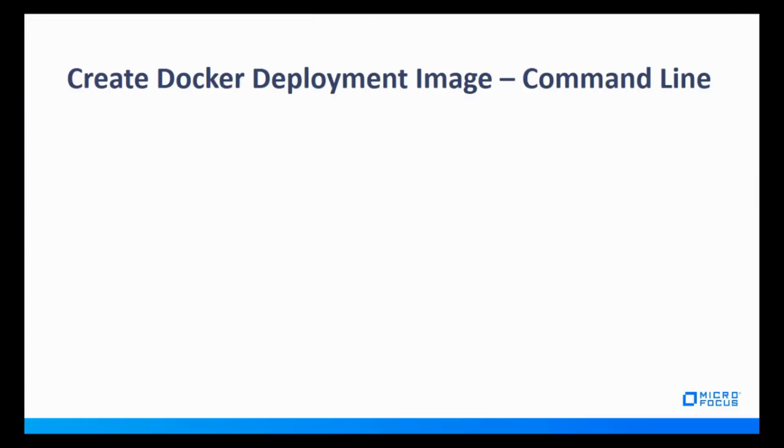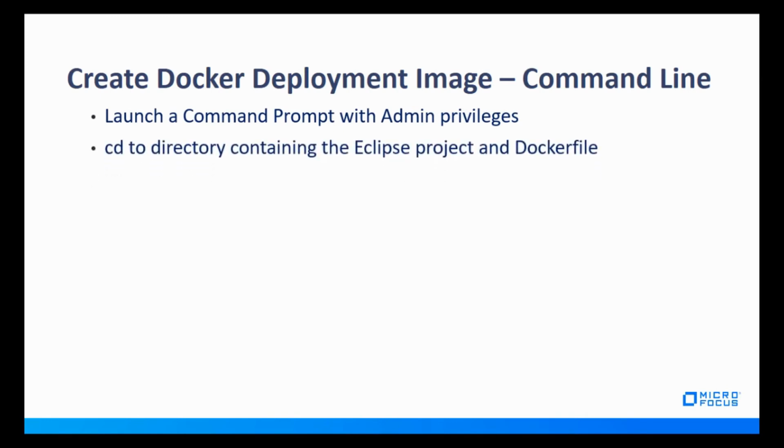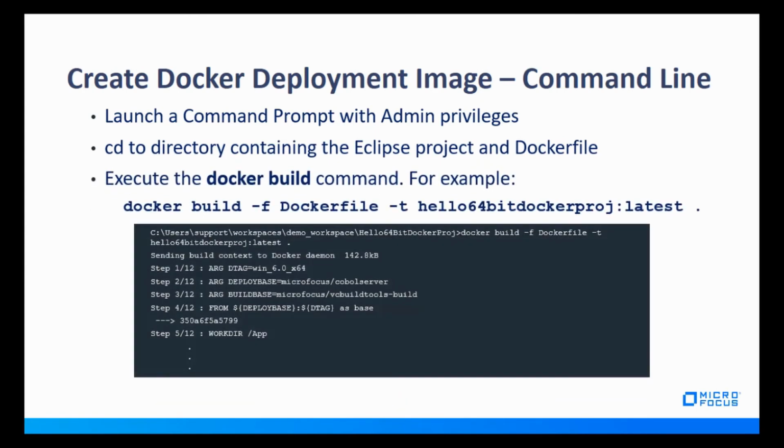As an alternative to creating a deployment image in the IDE, this can also be done with Docker commands at the command line. Briefly, the steps are: launch an admin command prompt, cd to the directory containing the Eclipse project, and execute the Docker build command referencing the Docker file within the project. When these steps are completed, a deployment image for this project has been created within Docker.